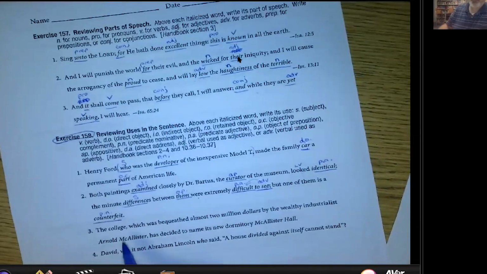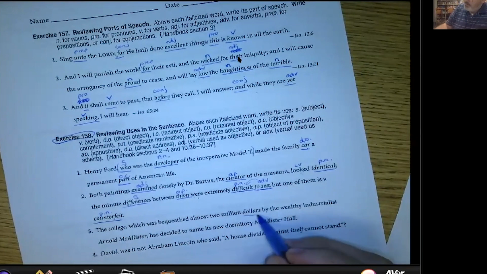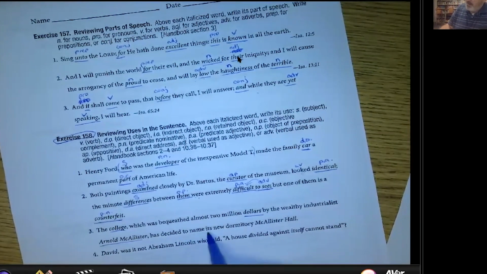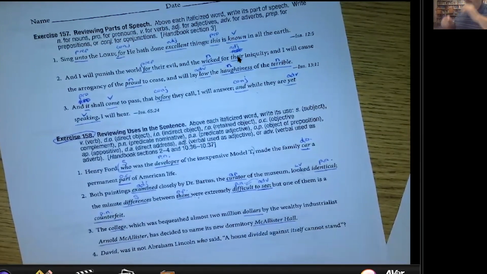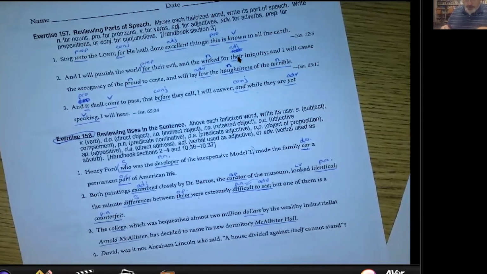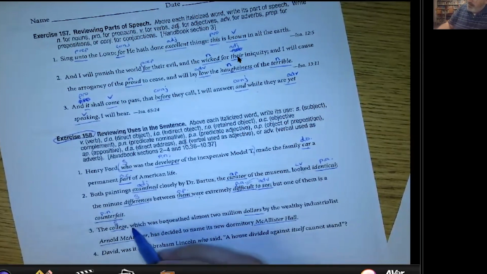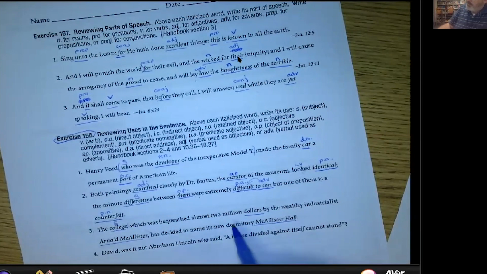Number 3: The college, which was bequeathed almost $2 million by the wealthy industrialist Arnold McAllister, has decided to name its new dormitory McAllister Hall. College is underlined too. Okay, so is that all? College, dollars, McAllister Hall. Yeah. So the college has decided. This is our subject of the main sentence. Now, inside, this is a clause, which was bequeathed almost $2 million by the wealthy industrialist Arnold McAllister.